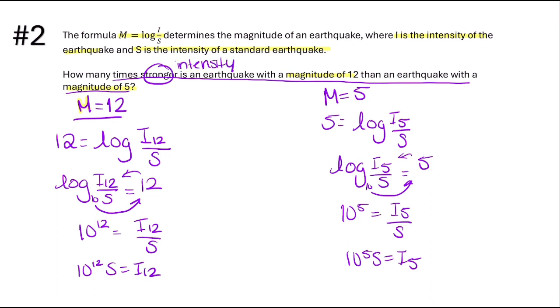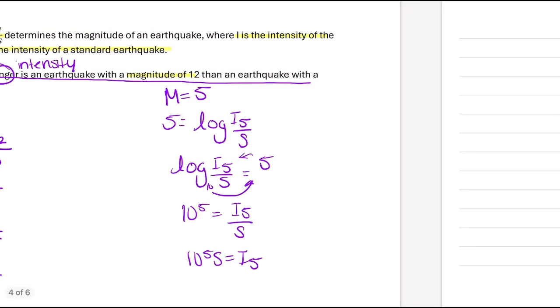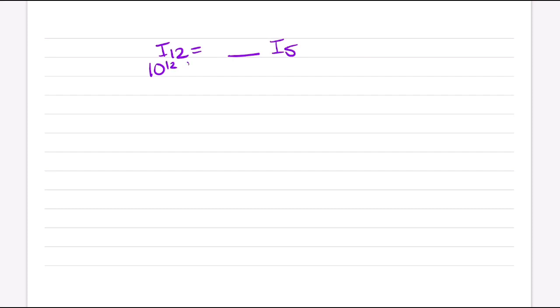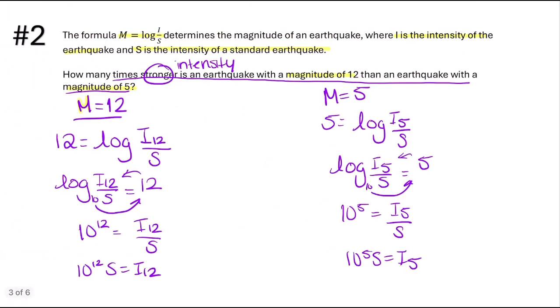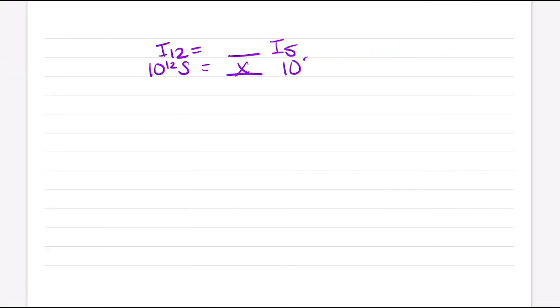So we're basically saying that I12 is something times the intensity of magnitude 5. We know that I12 is equal to 10 to the 12th times s, and we're looking for something, which we'll call x. I5 is the intensity of the magnitude 5 earthquake, so that's 10 to the 5th s. Notice we have a common factor of s we can divide out of both sides, so if we divide both sides by s, that s is going to cancel.